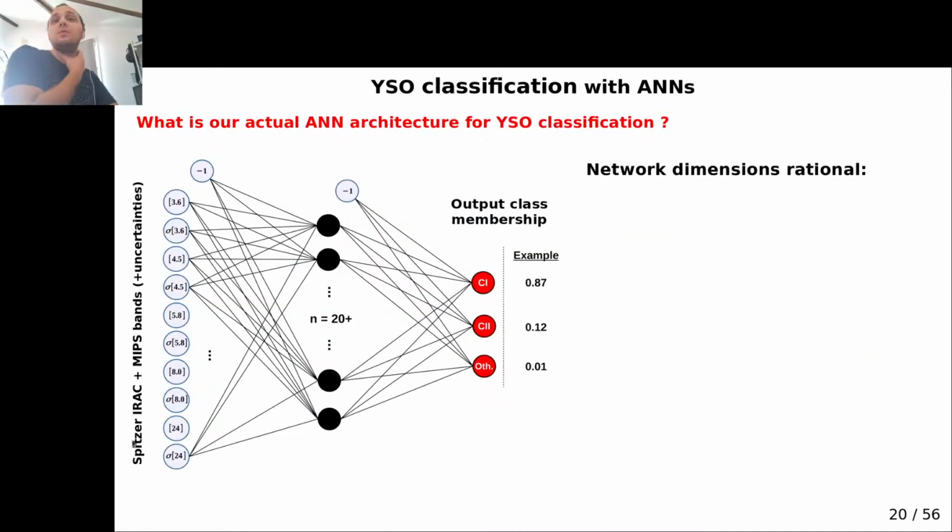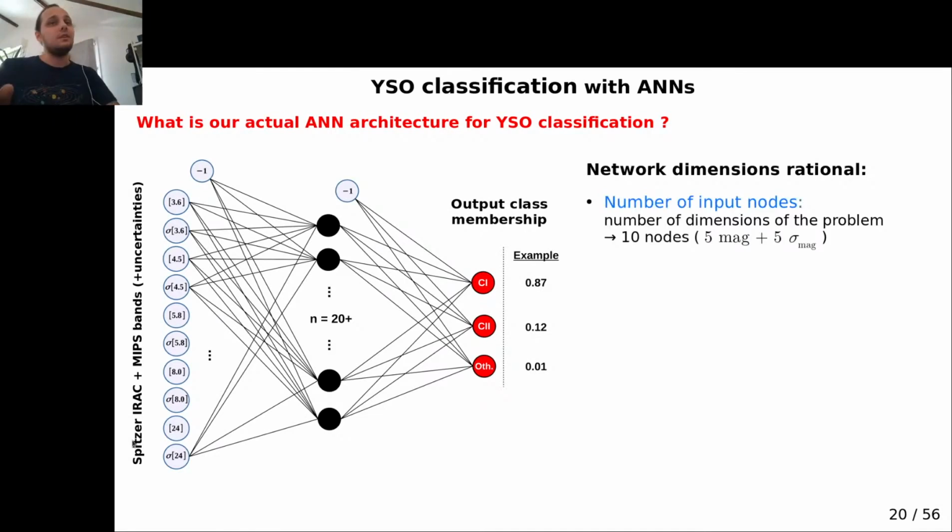So what is the network we actually used for this Young Stellar Objects classification? Our input layer is constrained by the problem we want to solve. We have the input features at our disposal, and you can see that we have used the 5 bands from the Spitzer Space Telescope, and we also have all the uncertainties in the form of independent features, which raises the number of input dimensions to 10 for this problem.